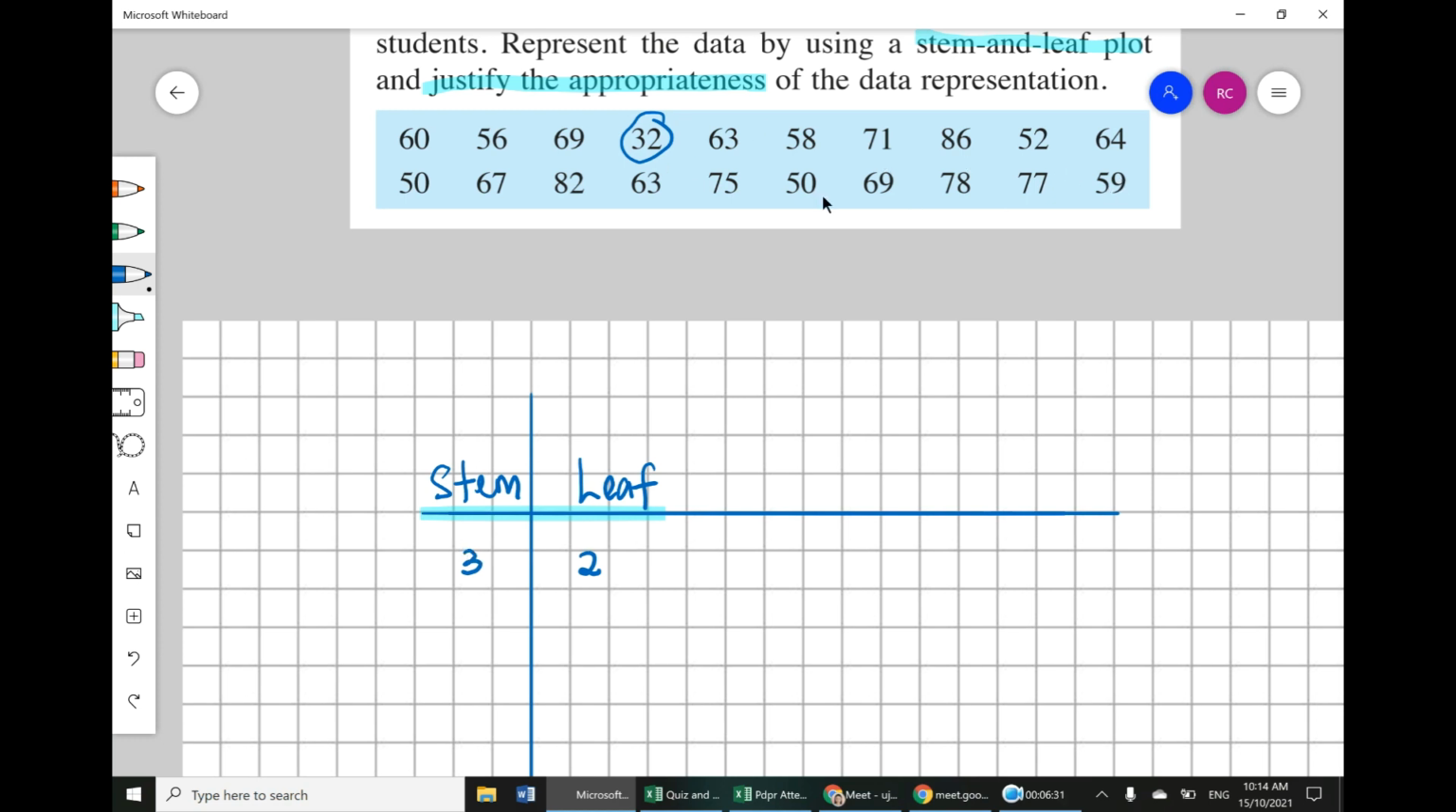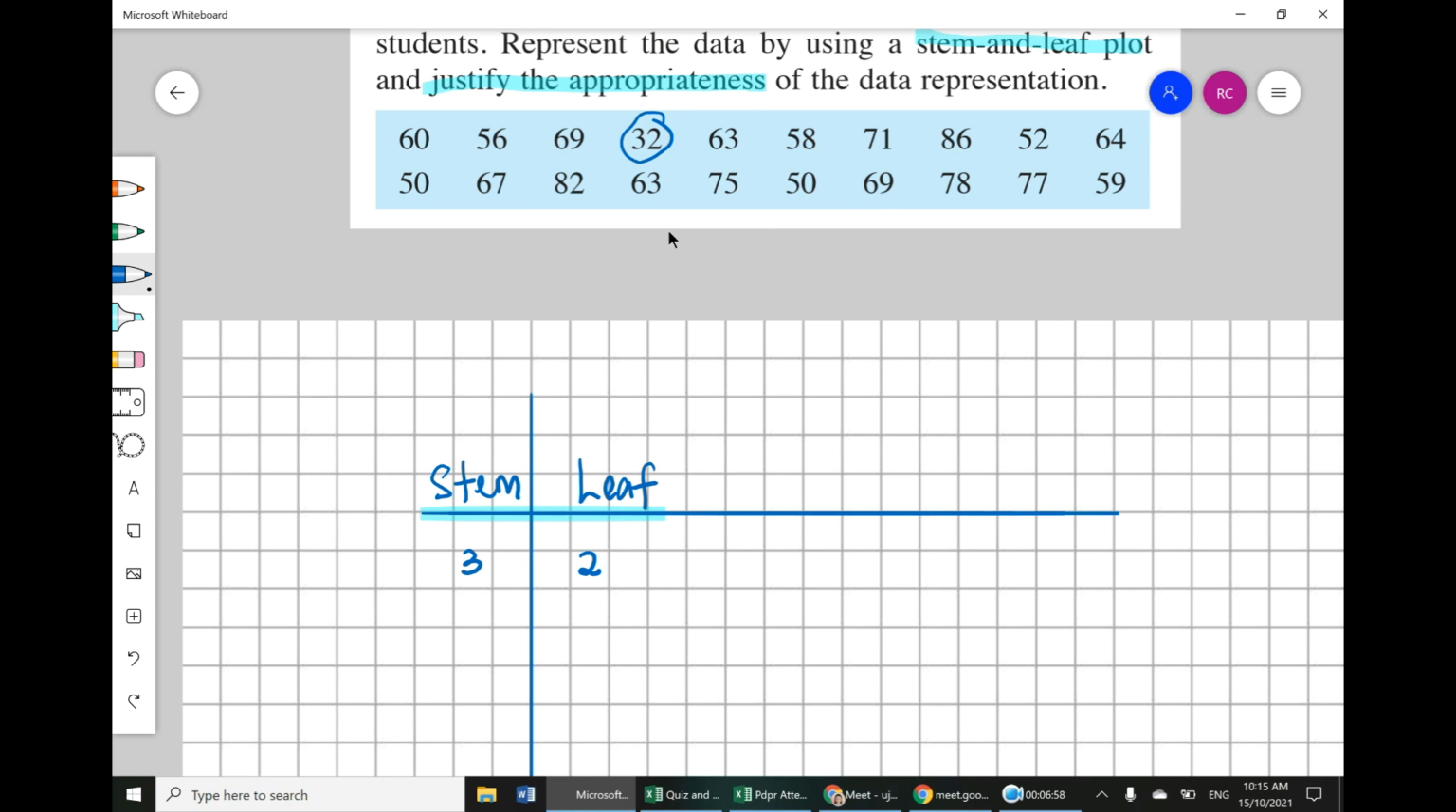because there's no other 30 number, right? Is there any number that is around 30? No. Okay, now we are going to go to the next number after 32. What is the number that comes up after 32? Do we have a number that starts with 4? No, right? No 4. Okay.